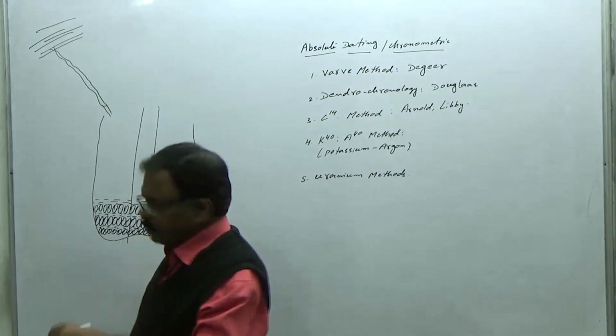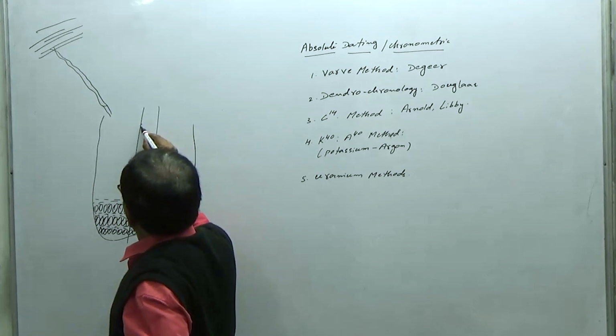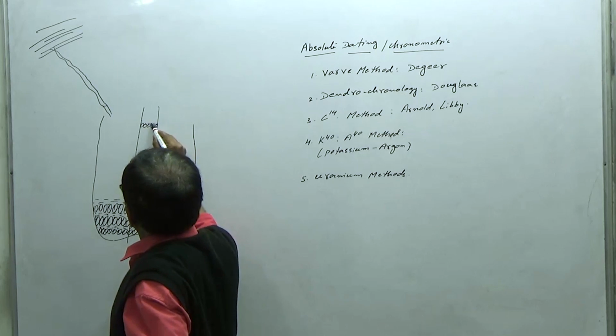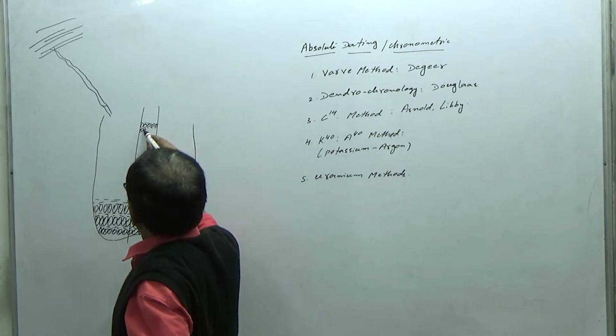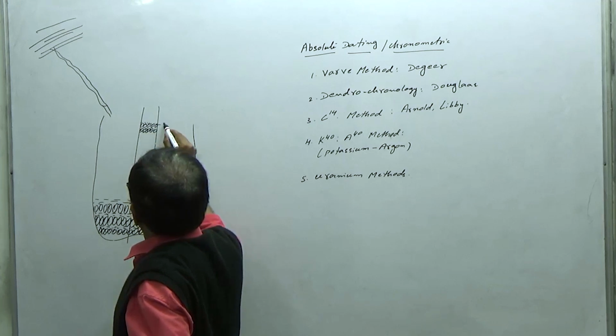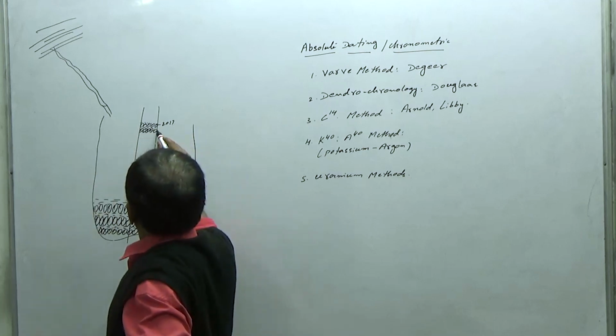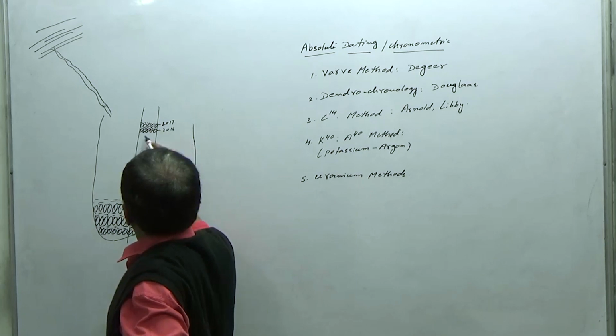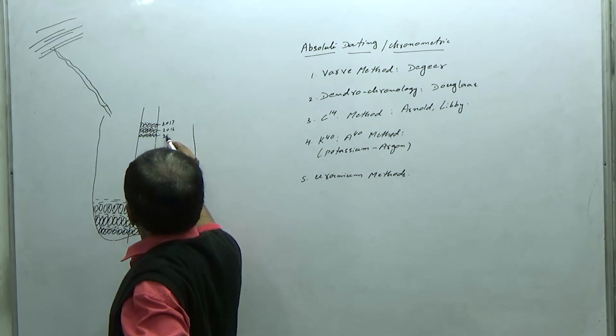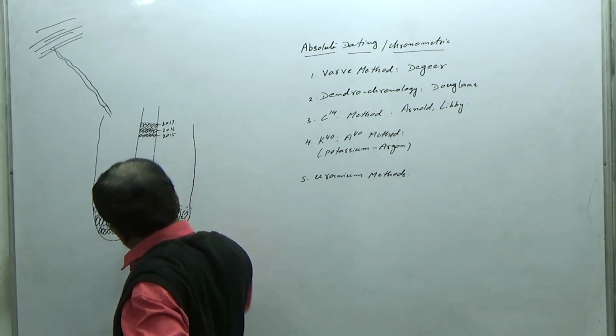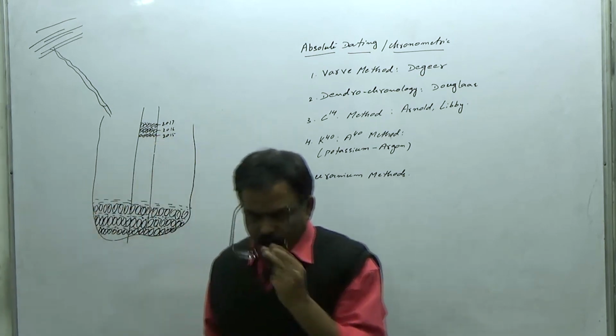For example, the top layer indicates this year. Then this layer indicates 2017, then this is 2016, then the next layer is 2015, something like that. They count back.